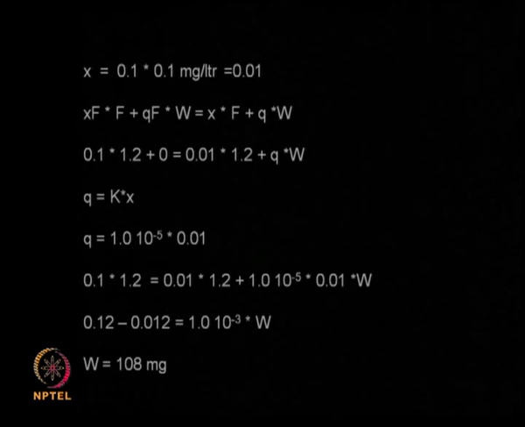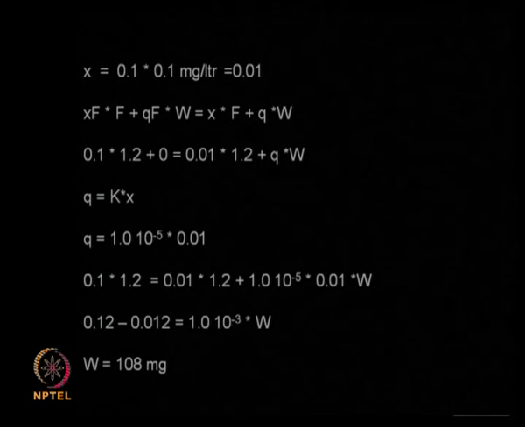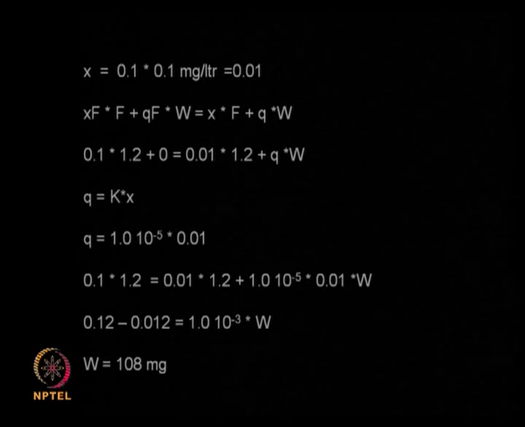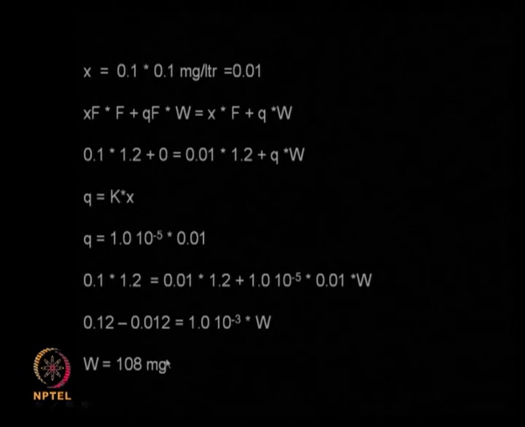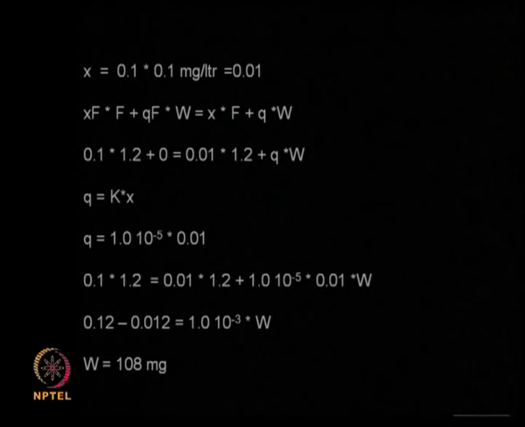So, W is equal to 108 milligrams. That means, if I take 108 milligrams of adsorbent and add it to a solution of 1.2 liters which contains 0.1 milligrams per liter of the solute of interest, 90% of this will get adsorbed, assuming a linear adsorption isotherm with the K value of 1 into 10 power minus 5. So, if I want to perform this adsorption in my lab by doing this mass balance, and I want to recover 90% of the solute, I can calculate the amount of adsorbent required. Instead of blindly adding a certain amount of adsorbent, I will know exactly, if the system follows a linear relationship, that I need to add 108 milligrams of this adsorbent.